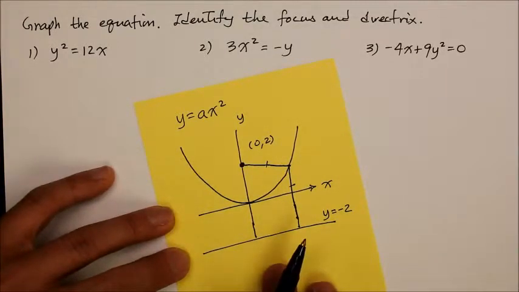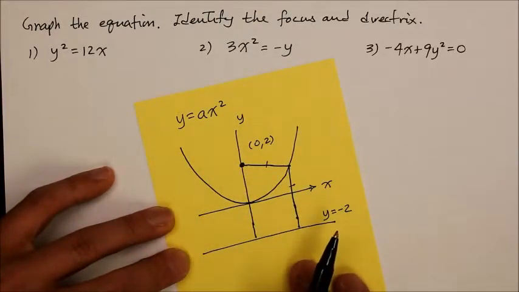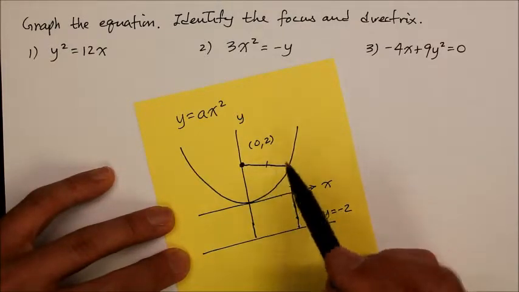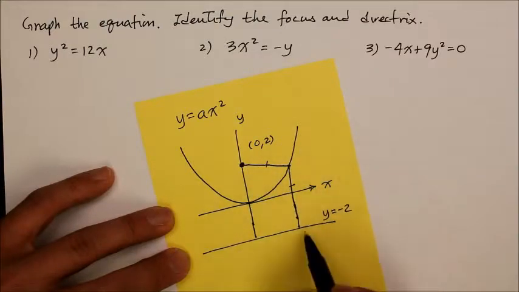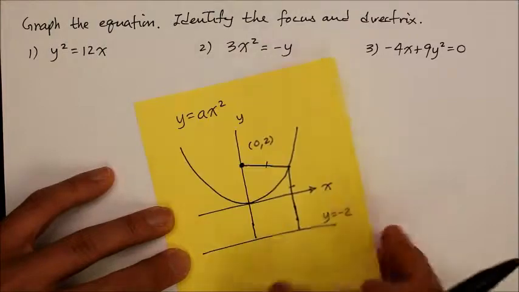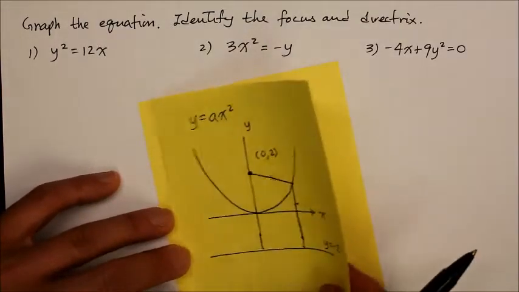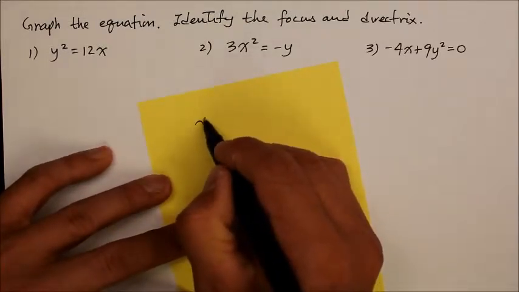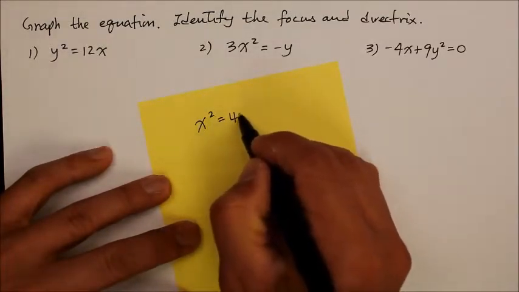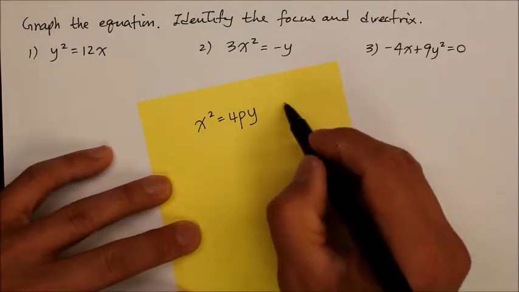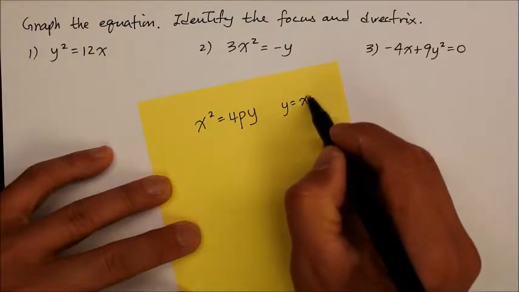So that being said, this whole instructional video is based on this premise, and what we're trying to find is, when we're given some sort of an equation or a function, we're trying to look for the focus and the directrix. Okay? And to make that work, we need to understand the standard form of the parabola, which is given as x squared is equal to 4py.